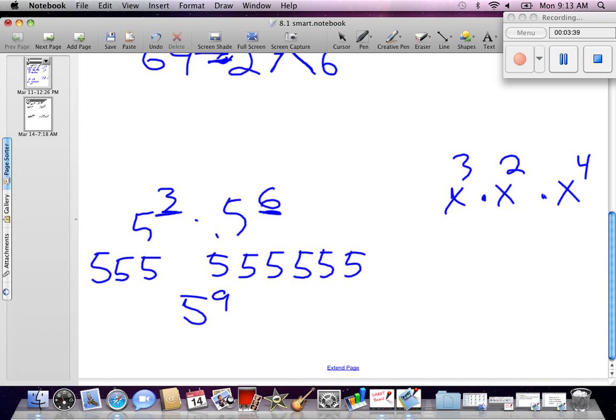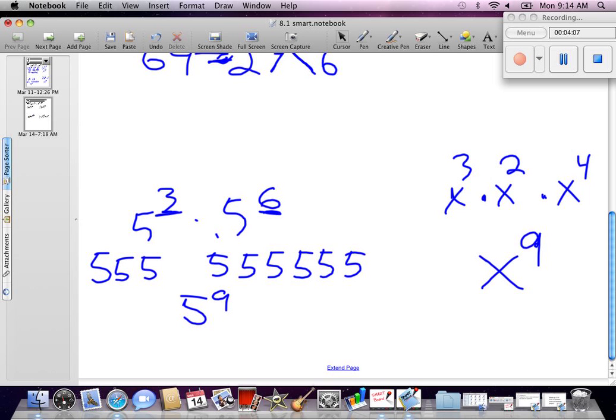Okay, so are my bases the same for number 4? We've got x all the way across. So my base is x, so I keep x the same. Now, how many of the exponents do I have? I've got 3, 2, and 4. So that's going to make, say it louder. 3, 4, 5, 6, 7, 8, 9.